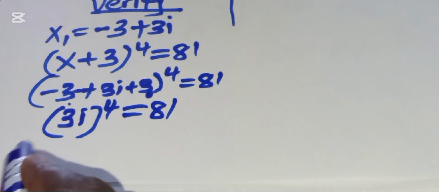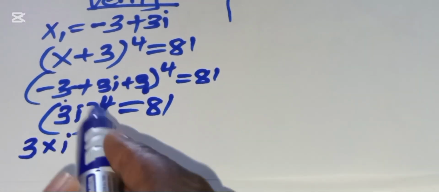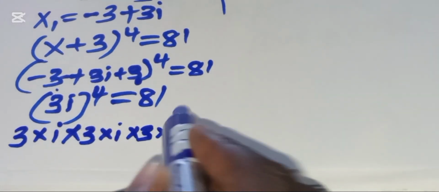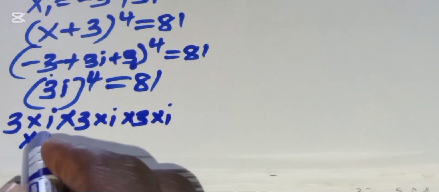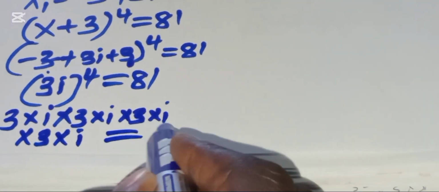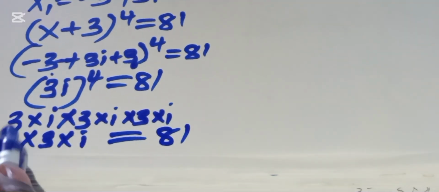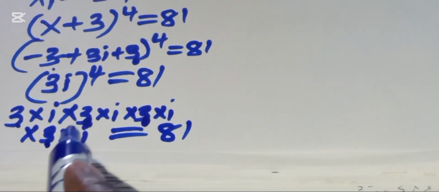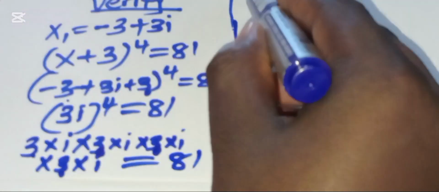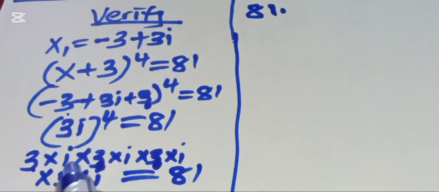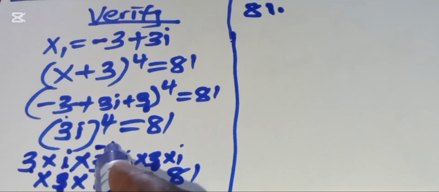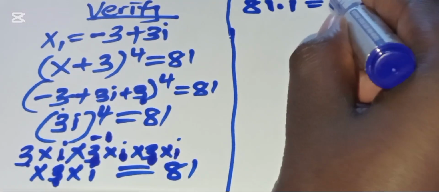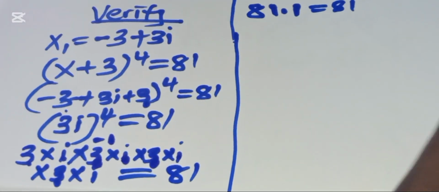Okay, so what we have here is the same thing as 3 times i times 3 times i times 3 times i times 3 times i. So this is supposed to give us 81. From what we have here, 3 times 3 is 9, 9 times 3 is 27, 27 times 3 is 81. Okay, so this is 81 multiplied by i times i, which is i squared, which is negative 1, and then i times i, which is i squared, so it's negative 1 times negative 1, which is 1, which is equal to 81. So it's true that x1 satisfies the equation.